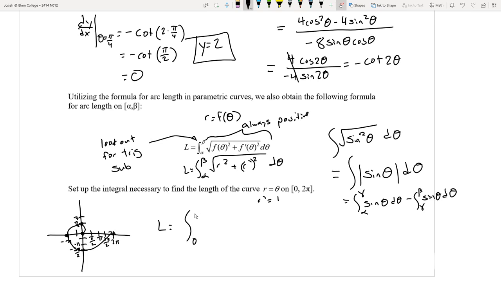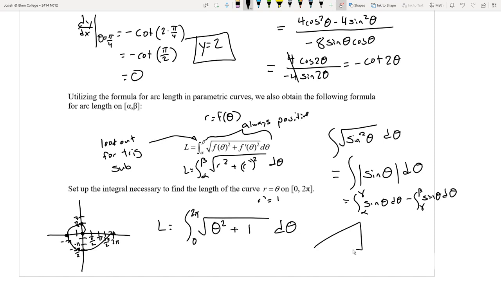Our length should be from 0 to 2 pi. And we look at the square root then of r squared, which is theta squared, plus 1 squared, which is just 1. So this is the integral that we would utilize. And again, notice that we have theta squared plus 1, right? This isn't something that's going to yield very nicely to just regular u substitution. We're actually going to have to use a trig substitution if we want to evaluate something like this.